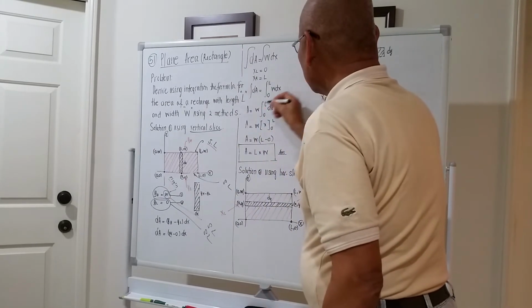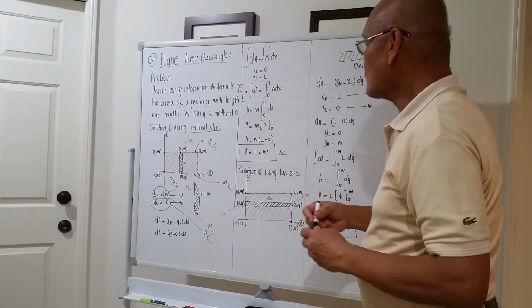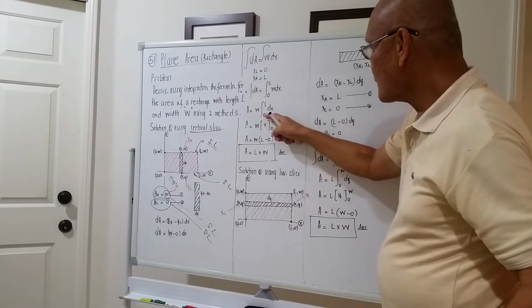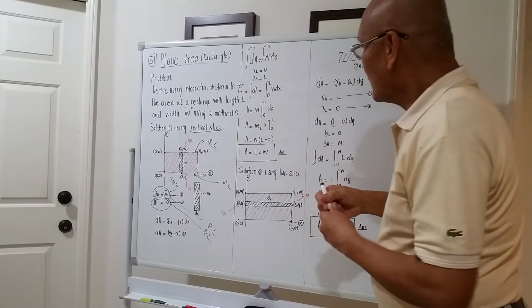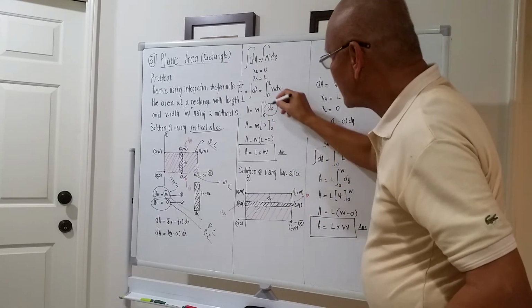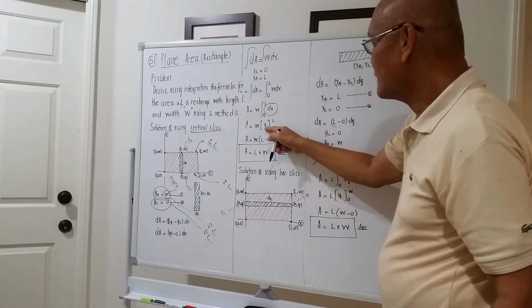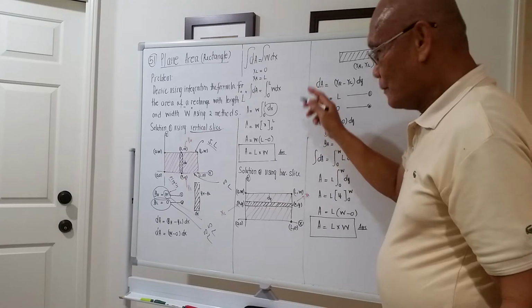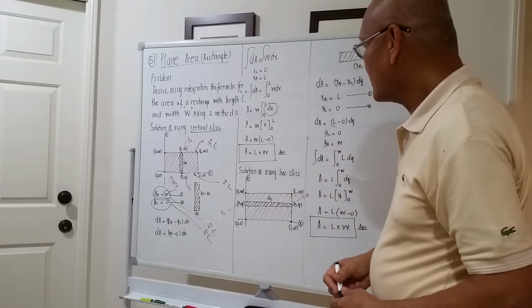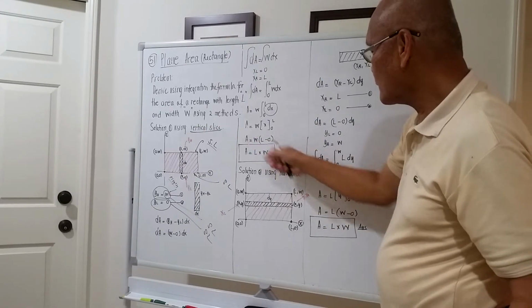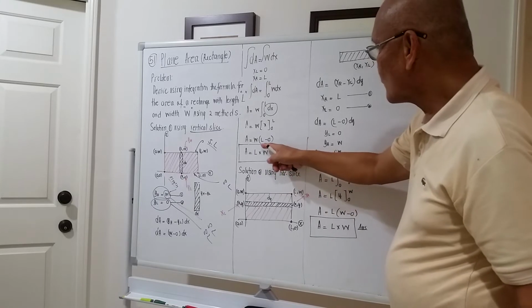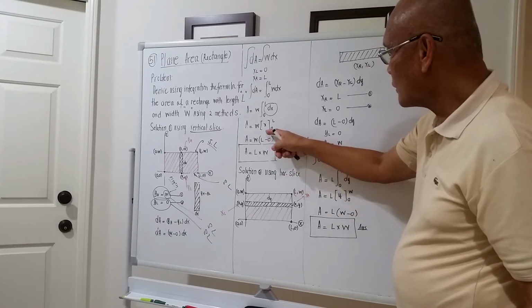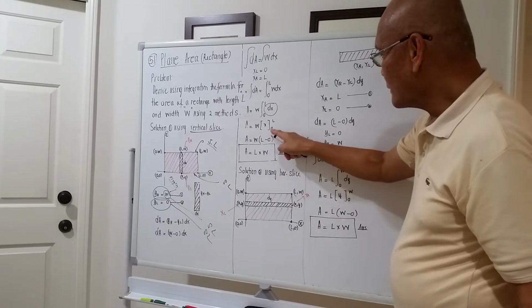W is constant, we bring it out, so it will become the integral from 0 to L of dx. And what is the integral of dx? It is just x, with the limit from 0 to L. Substituting limits, area now will be equal to w times the quantity upper limit L minus the value of the lower limit 0, and this is now 0.